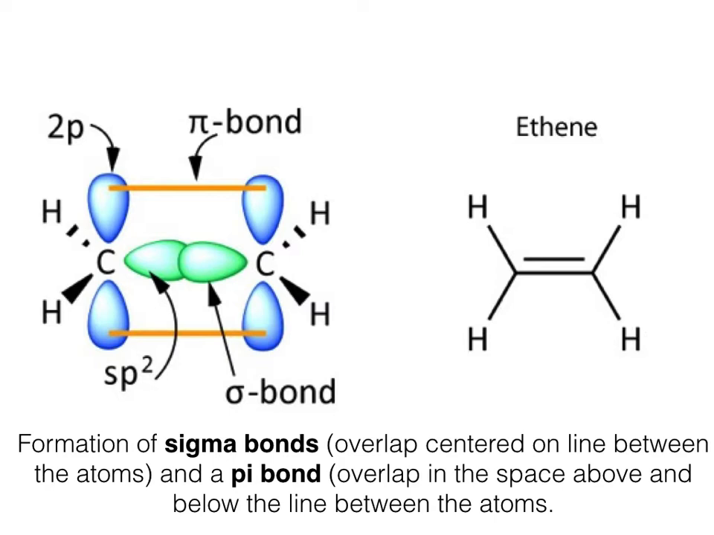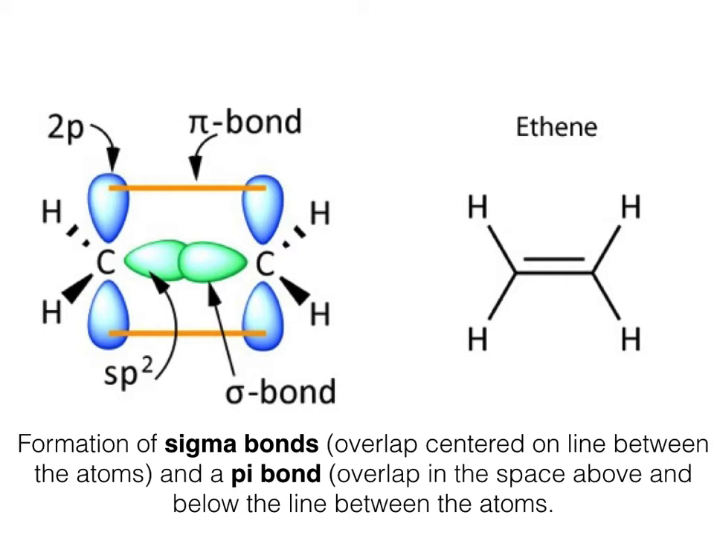Now we have special designations for the kinds of overlaps and the kinds of bonds that form. When we have a direct overlap between two clouds or two orbitals, and the electrons are concentrated on that internuclear axis between the atoms, we call those sigma bonds. So you can see there's a sigma bond between the two carbon atoms. The second bond, though, the concentration of the electrons was above and below the plane, and we refer to that kind of bond as a pi bond.